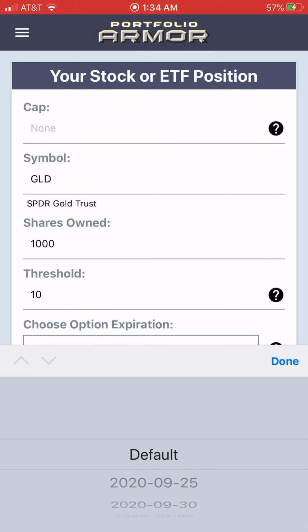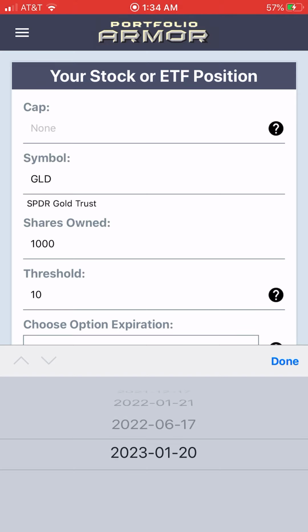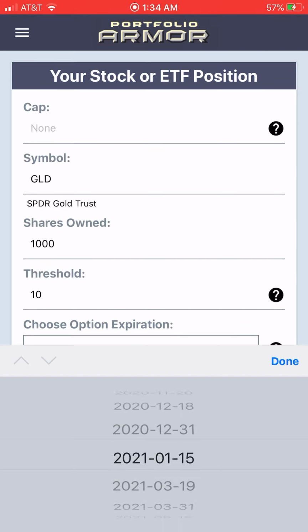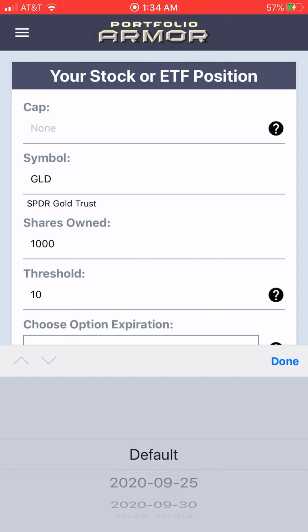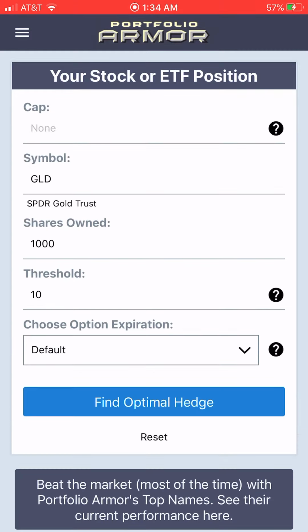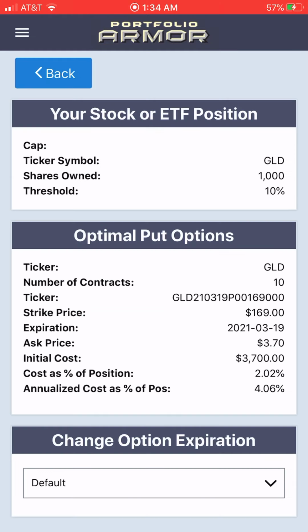Next, we decide what the time frame of that hedge will be. We can pick anything from later this month all the way out to January of 2023. For this example, I'm going to stick with our default, which aims for hedges closest to those expiring 6 months out. I tap Find Optimal Hedge.